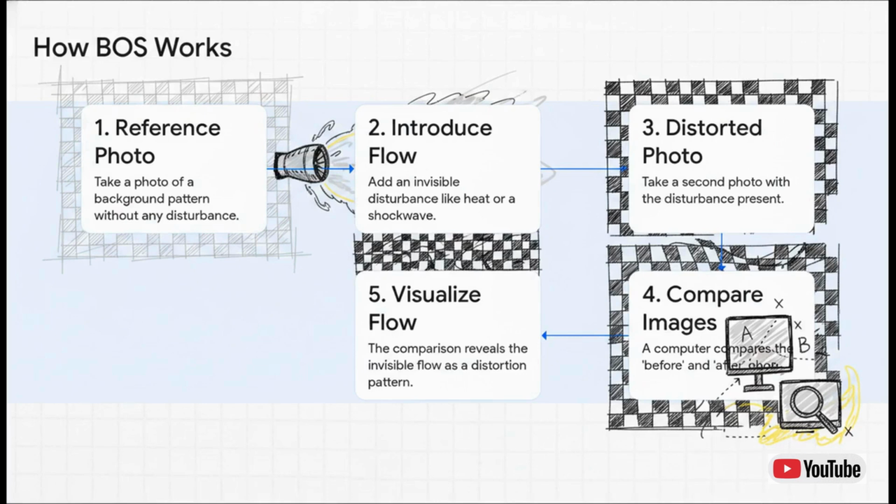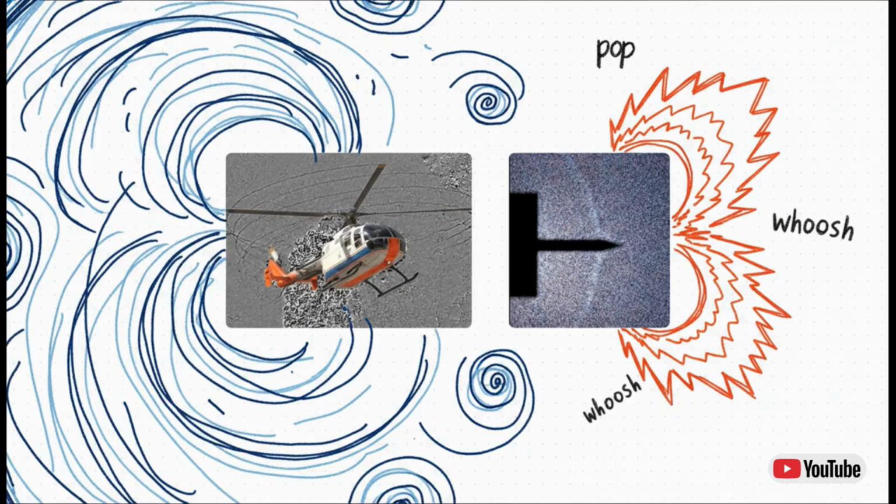So how does it actually work? Well, think of it like a high-tech game of spot the difference. First, you take a clean reference photo of just the background. Then you introduce the disturbance. Let's say you fire up a jet engine in front of it. You snap a second photo. Then a computer compares those two images pixel by tiny pixel. The software hunts for any spot where the background pattern has shifted, and that map of shifts perfectly outlines the invisible flow.